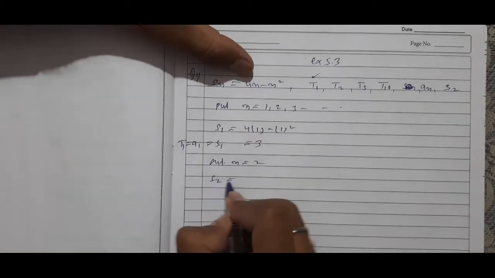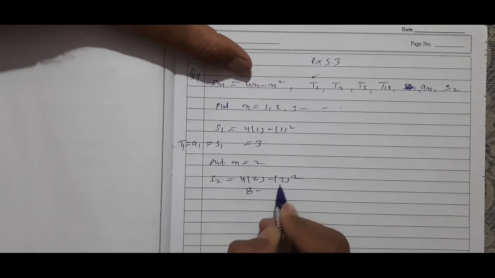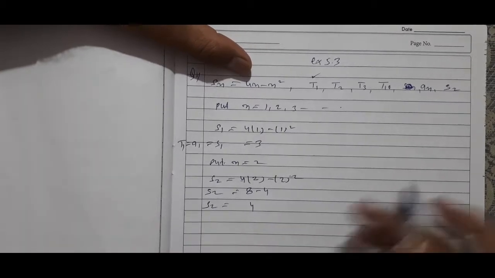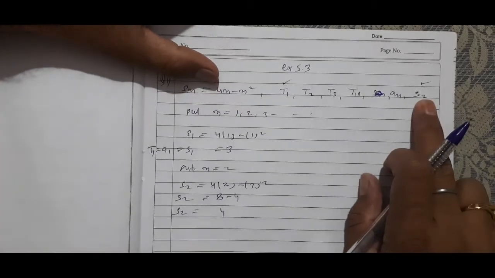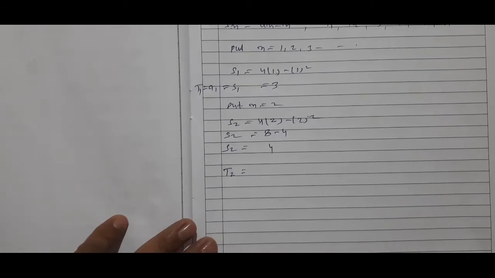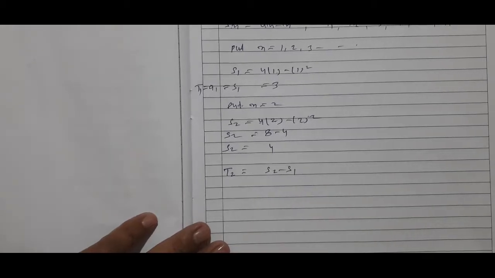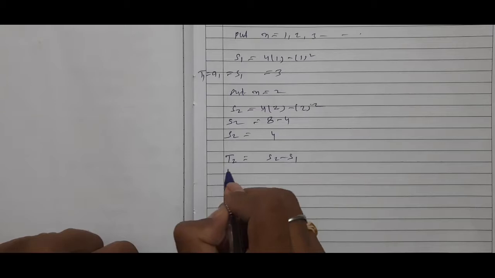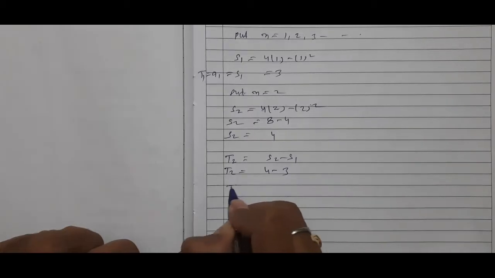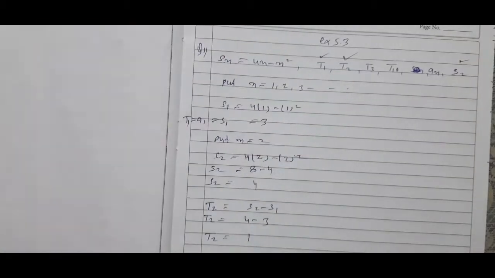Now put n equal to 2. So S2 equals 4 into 2 minus 2 square. 4 times 2 is 8 minus 4, so the S2 value is 4. Now we find T2, the second term. The formula for T2 is S2 minus S1. S2 is 4 and S1 is 3, so T2 is equal to 1.